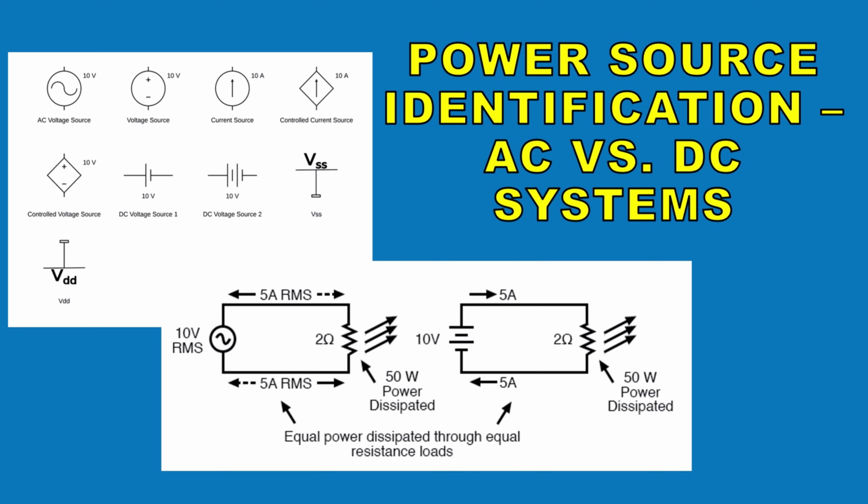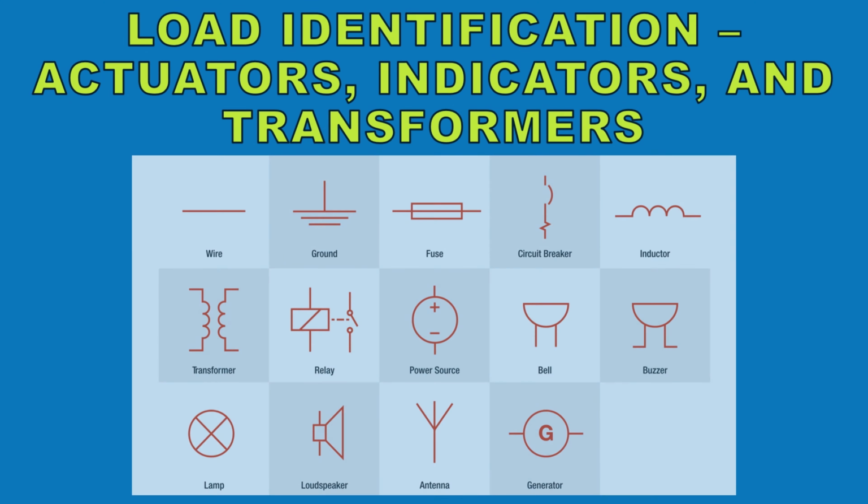A crucial aspect of diagram interpretation is identifying the power source. Electrical systems operate on either alternating current, AC, or direct current, DC, each requiring specific design considerations, protective devices, and circuit configurations. Loads convert electrical energy into mechanical, thermal, or optical outputs.